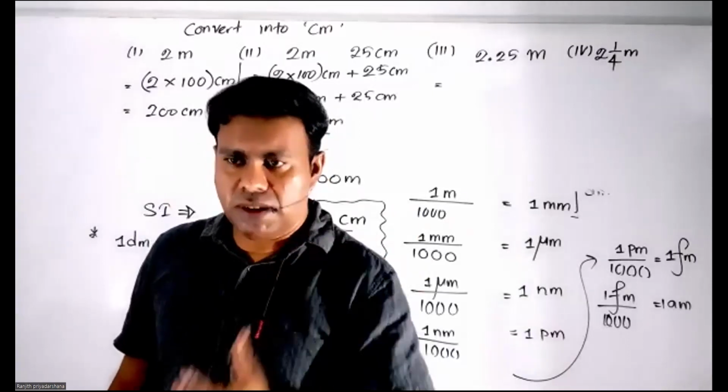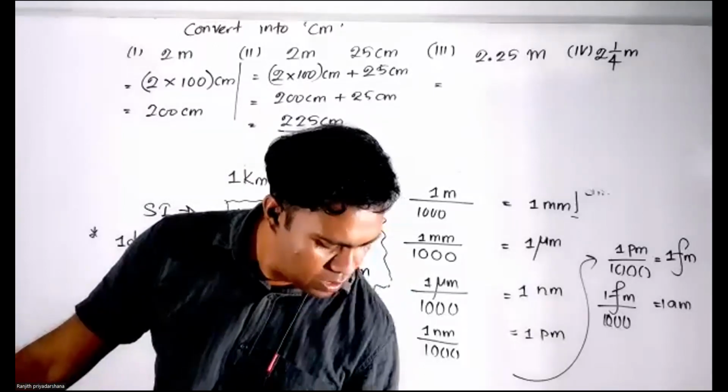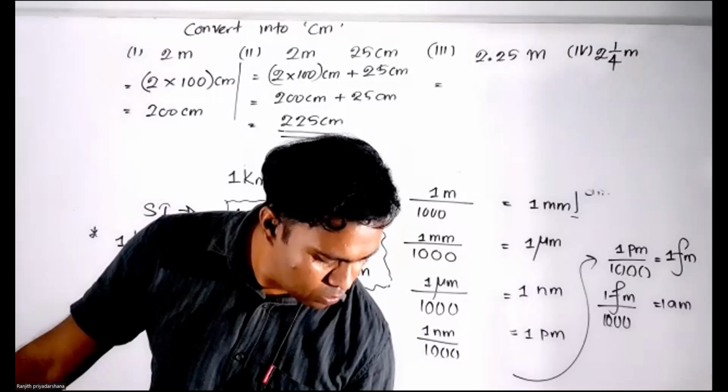Do you multiply by 100 now as well? What do you do? Or do you follow any other method? What's the method you follow?